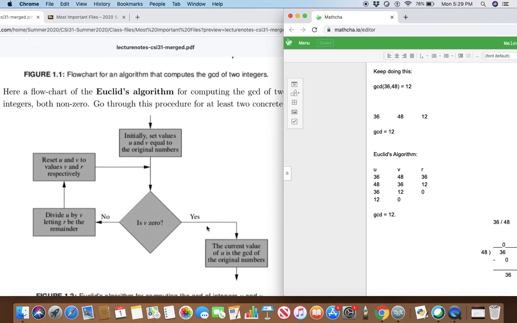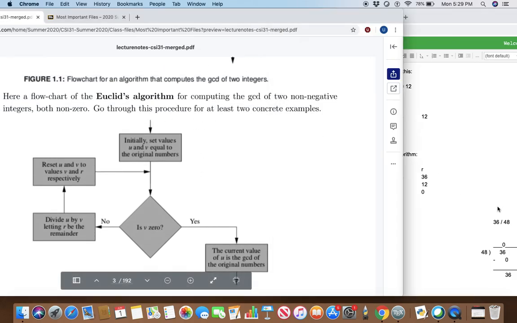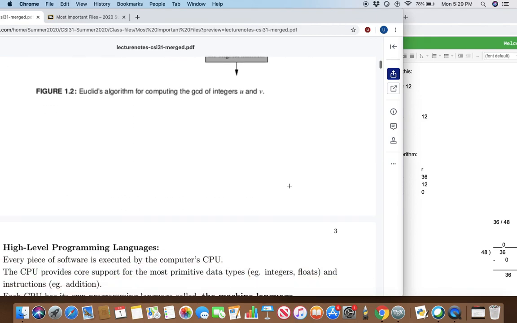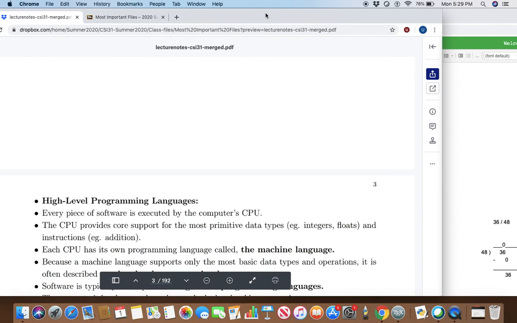All right. So this is the flow chart for Euclid's algorithm. Okay. Now, I went through one example. I'll ask you to go through one more example by yourself. Okay. So until the next video, I'll take a break now.